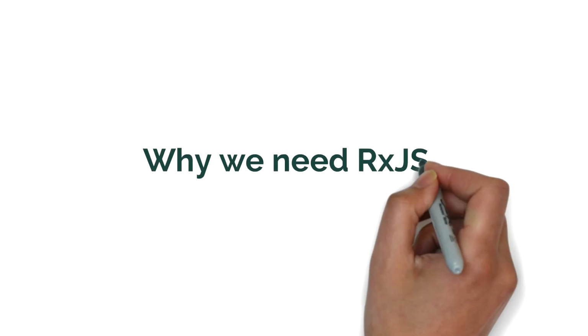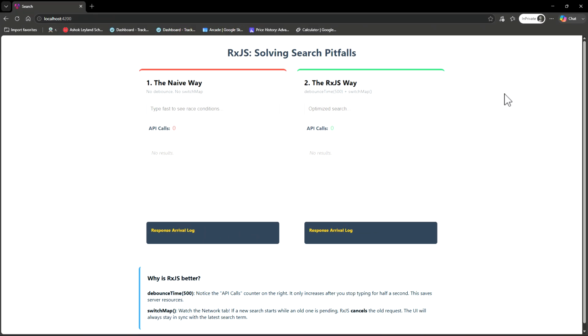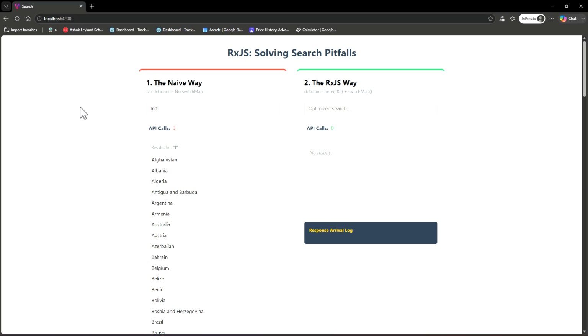Now let's understand why we need RxJS. Let me explain this using a simple example application. Here I have a search box. Whenever a user types something, I need to search the database and display the matching results. Sounds simple, right? Let's see what happens. First, let me show this implementation without using RxJS concepts. I'll type I, then N, then D. So I'm trying to search for countries that match IND.